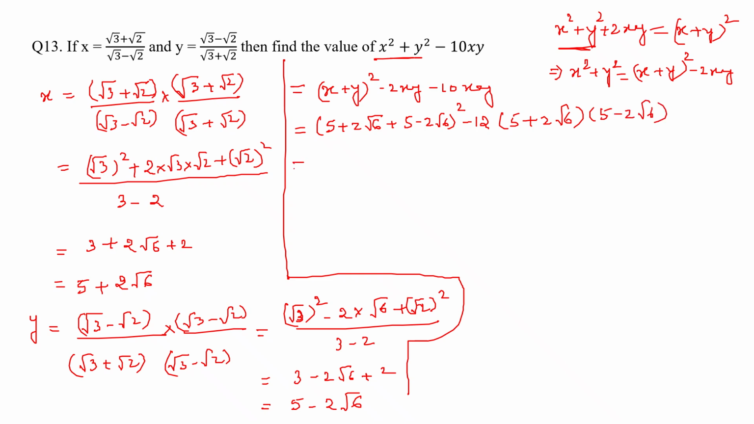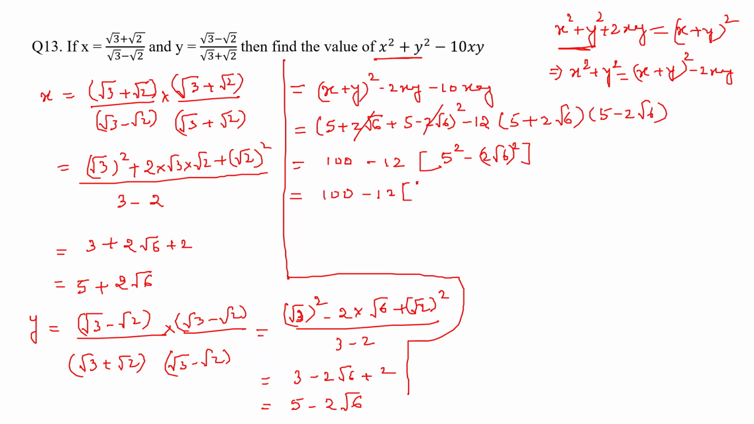Okay. Now here 2 root 6 and minus 2 root 6 cancel. 5 plus 5 10 and 10 square is 100. Minus 12. Now here 5 plus 2 root 6 and 5 minus 2 root 6 is in the form of a plus b, a minus b. So it is a square minus 2 root 6 whole square. So now further I will get 100 minus 12.